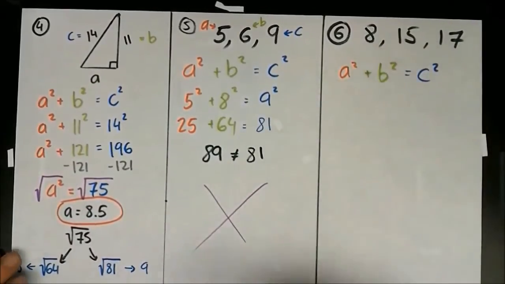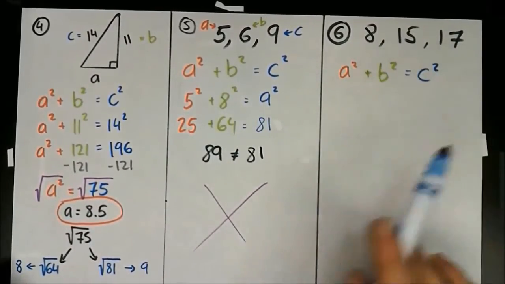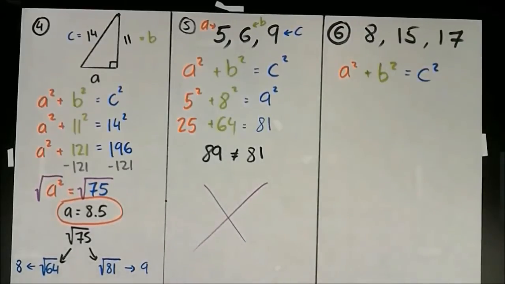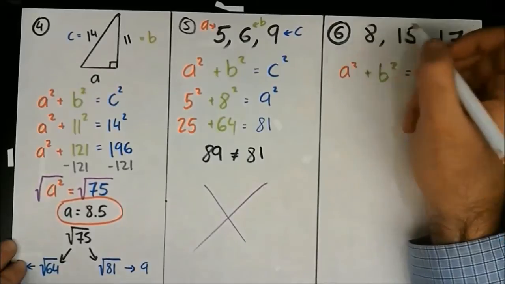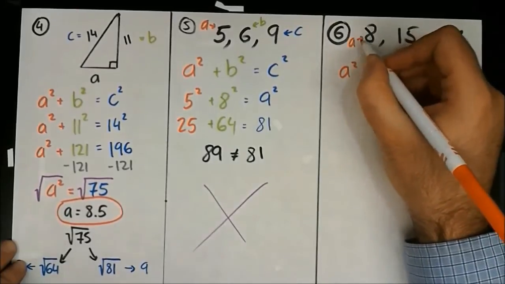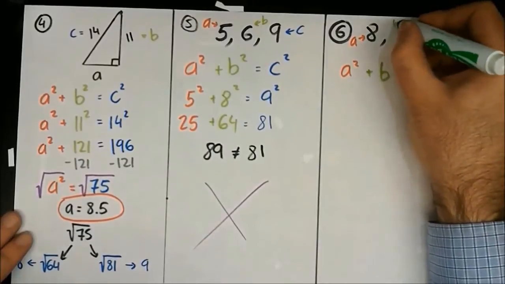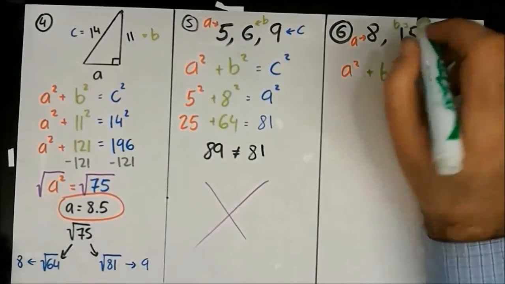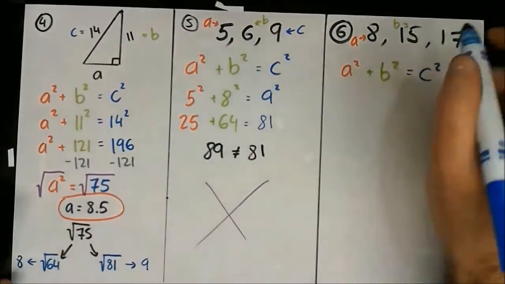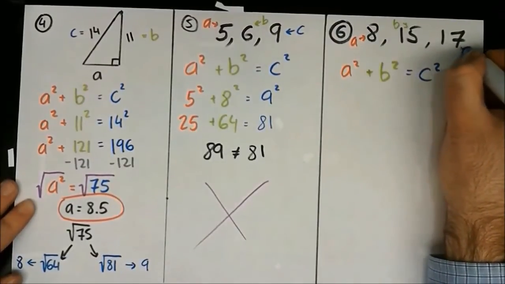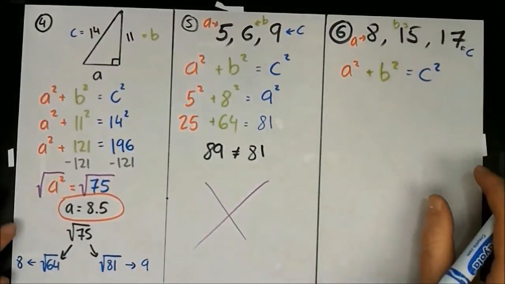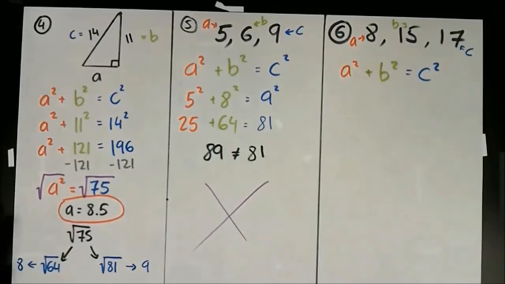And then you assign your numbers. What should I assign my letters to for the sides? I'm going to pick A to be the shortest, B to be the second shortest, and C to be the longest. C always has to be the longest. The other two, you can change them around, although I prefer A to be the shortest side. And then you plug them in.